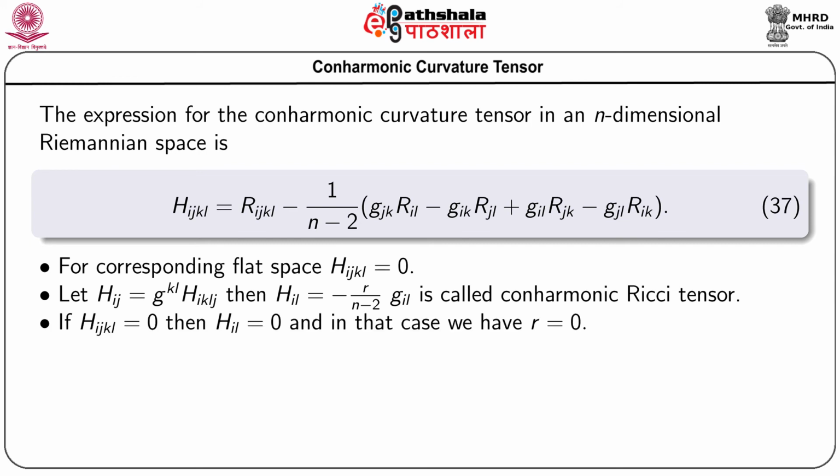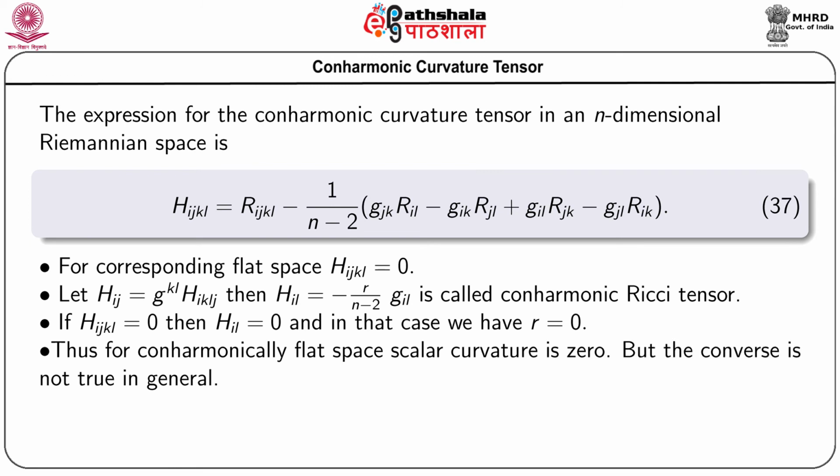Now, if H_ijkl equals 0, then H_il also equals 0, and in that case we have R equals 0. Thus, for a conharmonically flat space, scalar curvature is 0, but the converse is not true in general. That means, if the scalar curvature is 0, then the space may not always be conharmonically flat.